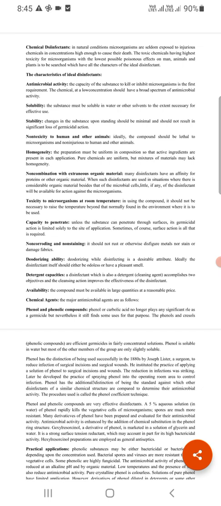It should be uniform in composition. It should not separate upon standing.